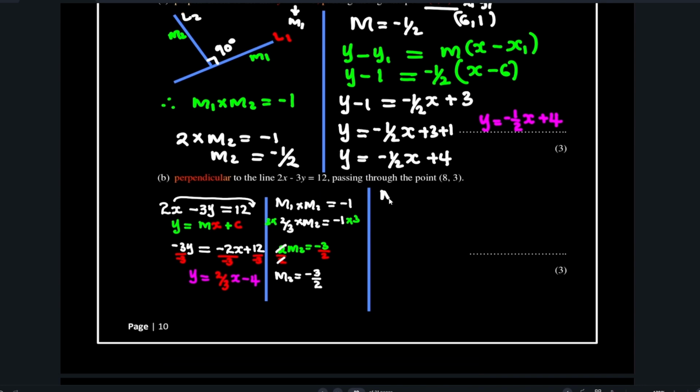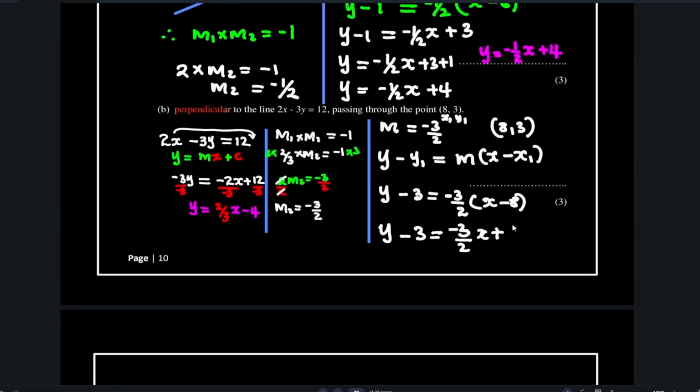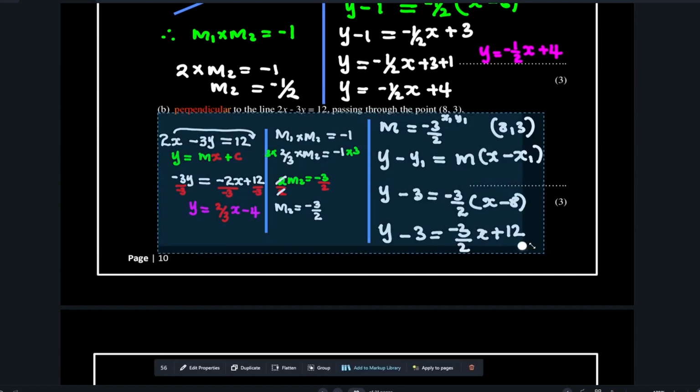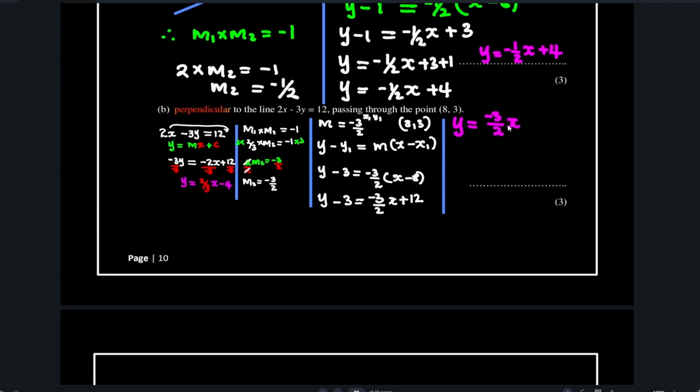Then we are going to use the gradient that we have obtained and the coordinates that were given, and substitute them into the general equation of a straight line, so that we can obtain our answer. Taking -3 on the other side, first let me reduce this so that we can have enough space. We shall have y equals -3 over 2x plus 12, then plus 3. Because this was a negative, I'll take it on the other side, it becomes a positive. So this simplifies to y equals minus 3 over 2x plus 15 as our final answer.